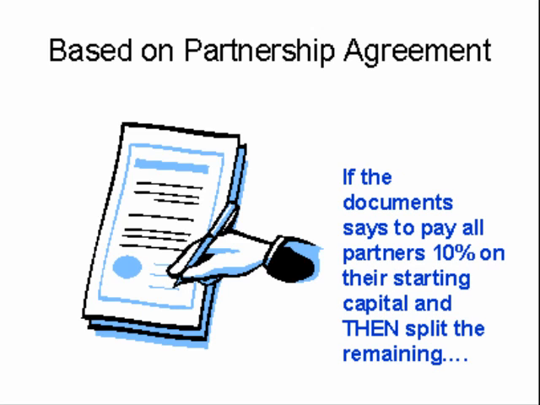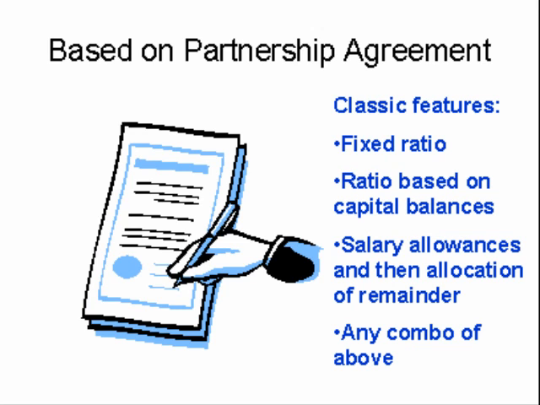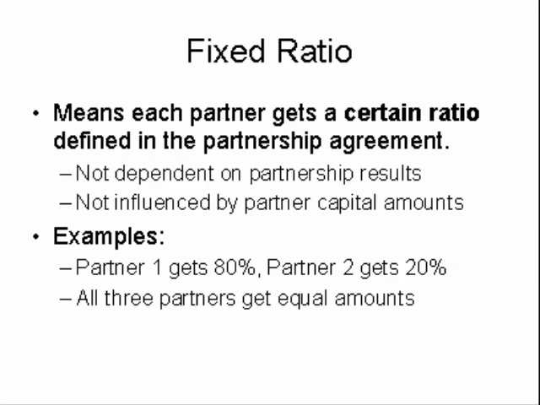But it may be a little more complicated. It may say, well, let's give everybody a 10% return on the funds they've contributed to the business and then split the remainder evenly. Okay. Basically, you have to look and see what the document says. Now, documents can be very complicated, but they typically have one of the three classic things, and that's what we're going to study. The three classic things are fixed ratio, which is everybody gets a certain amount. It could be a ratio based on the capital balances, and capital balances change over time. Or it could be salary allowances and then allocate the remainder. Let's do each of them in order.